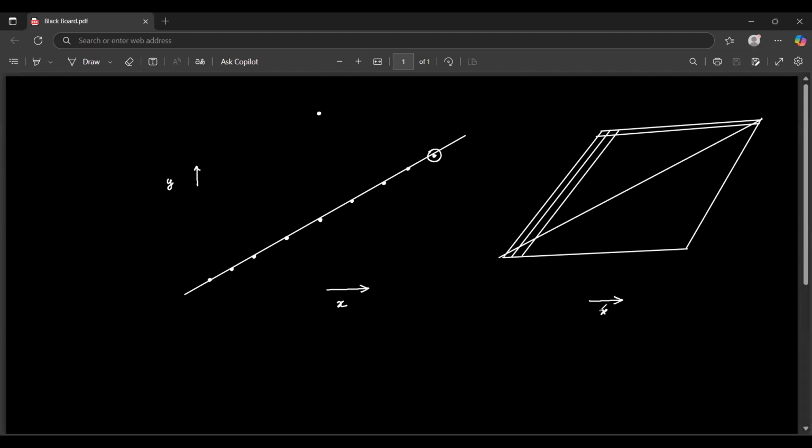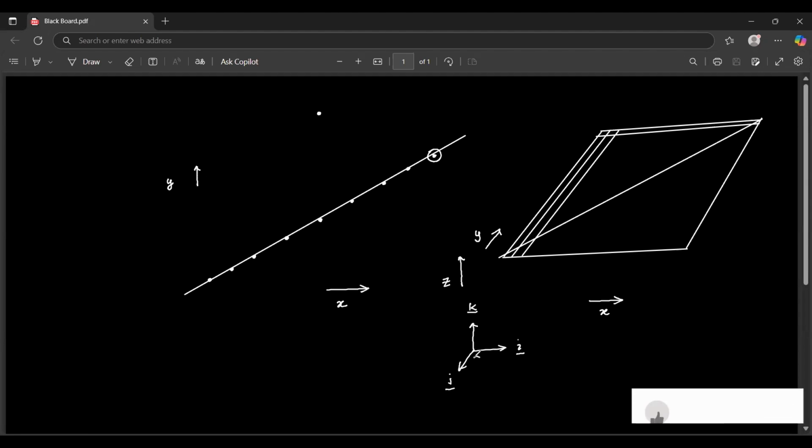If you consider a three-dimensional space, you have the x coordinates, the y coordinates, and the z coordinates, which are perpendicular to each other. If you consider the origin, it looks like this, and in vector space, we name the axes i, j, and k, and this is what we call the origin, 0 comma 0 comma 0.